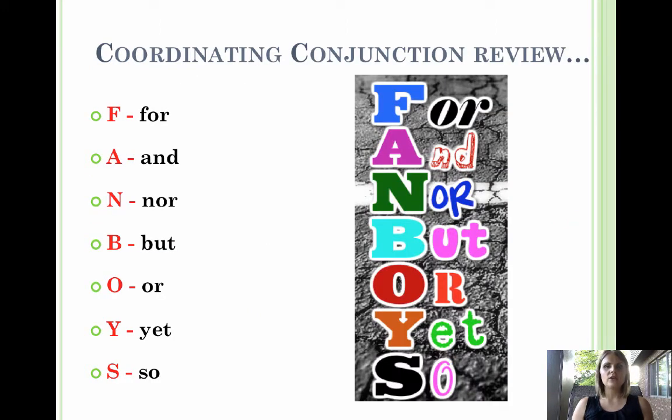All right, so just to review, coordinating conjunctions include for, and, nor, but, or, so, yet. And FANBOYS is a really cool acronym that you can use to help you remember all seven of those coordinating conjunctions.